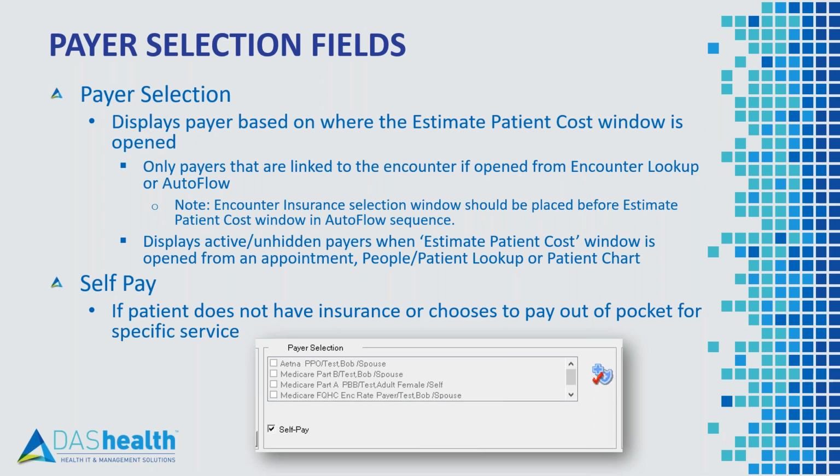If you open up that estimate patient cost window from anywhere else, like from the chart, or if you look up an appointment, it's going to show the full list of any active or unhidden payers for the patient. So you'll see a broader list than if you're just looking from a specific encounter. And then we always have that self-pay checkbox as well. That will be available if the patient doesn't have insurance, obviously that would be the only option, or even if they do and they are choosing to pay out of pocket for a specific service, then you have that option as well.